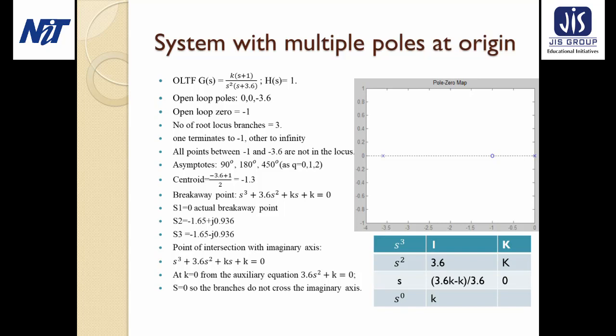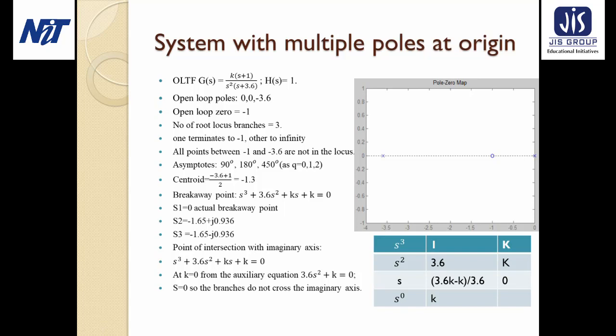Next we need to find out the centroid. The centroid is nothing but the intersection point of these 3 asymptotes, and it can be calculated as the summation of the real parts of poles minus the summation of the real parts of zeros, and the whole thing divided by the number of poles minus the number of zeros. The summation of the real parts of poles is 0, 0 and minus 3.6, so it becomes minus 3.6, and the real part of the zero is minus 1, so it becomes minus 3.6 plus 1 divided by 2, which gives minus 1.3. So minus 1.3 is the centroid, and from the point minus 1.3 the asymptotes 90 degree, 180 degree and 450 degree will originate. The next is the breakaway point.